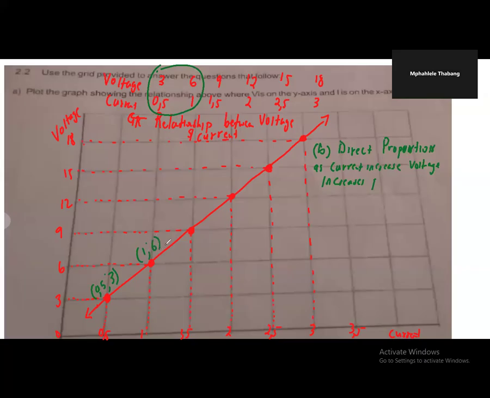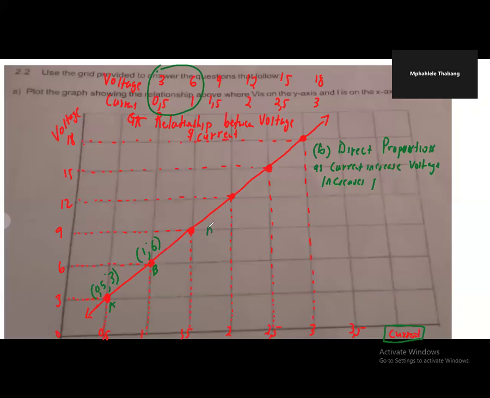Yes, and we prefer to start with the one which is on the x-axis. Current is on the x-axis, so we write the value of the current first. So we say 0,5 and 3. We say 1 and 6. So I've got 2 points. Let me call this one point A, and let me call this one point B. So now I want to find the gradient between point A and point B.